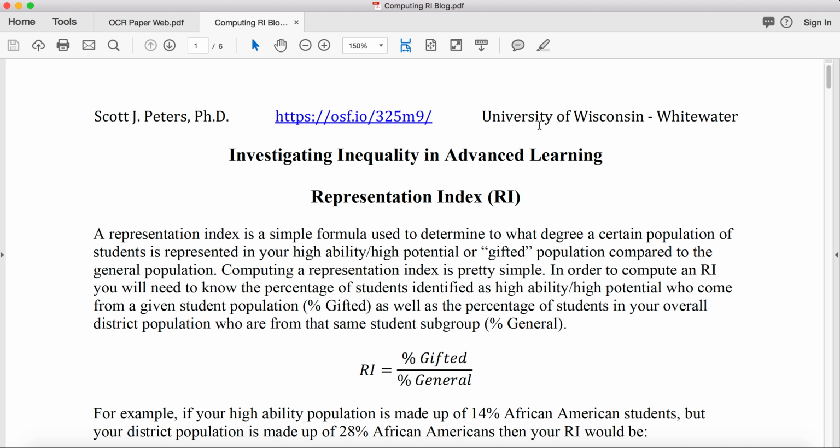So hopefully that is helpful. Best of luck to you. It's important work, diversifying your gifted ed program, and hopefully some of this can help you better reach students who are underrepresented. Good luck.